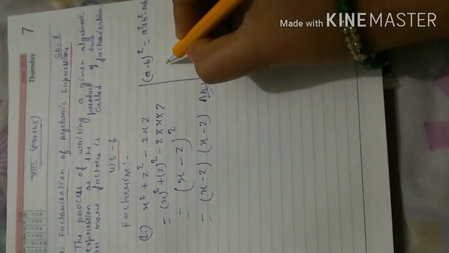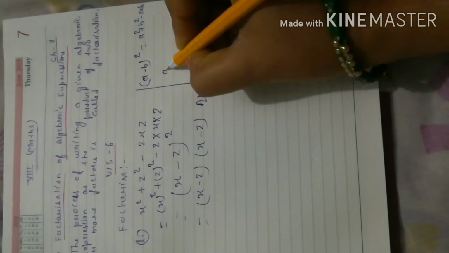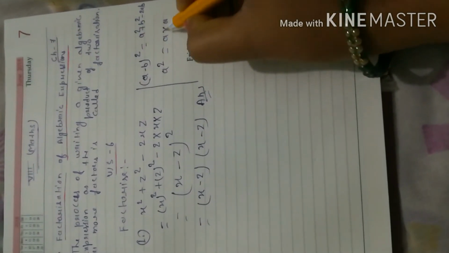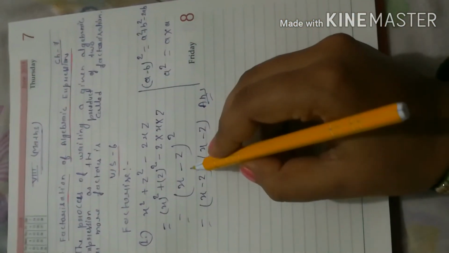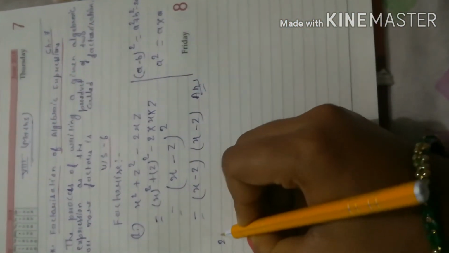If you don't understand it, then you can try to understand by this example also. If here given a square, then we can write it in the form of a into a. Similarly here also I have written. Now we will do our next question.